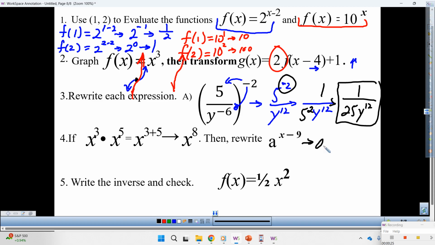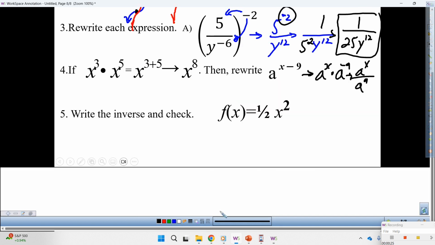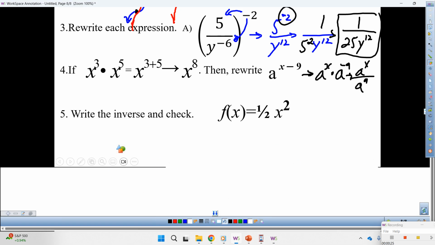All right, this is a to the x times a to the negative 9, which is a to the x over a to the 9. And last but not least, I'm bringing back the inverses. It says write the inverse and check. For right now, we're not going to check. Let's just write the inverse.